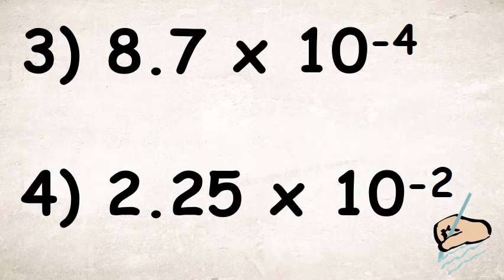Next we have these two numbers, 8.7 times 10 to the power of minus 4 and 2.25 times 10 to the power of minus 2. Once again, look at the powers.